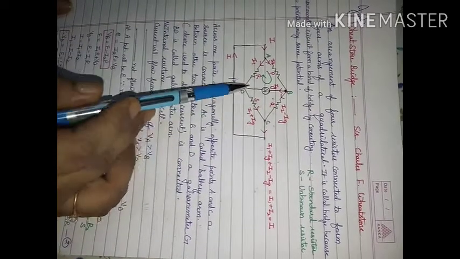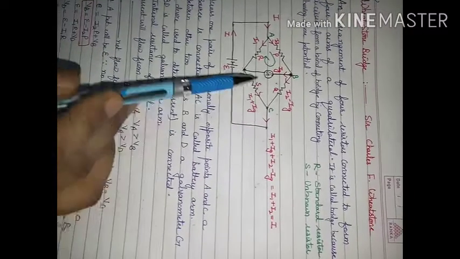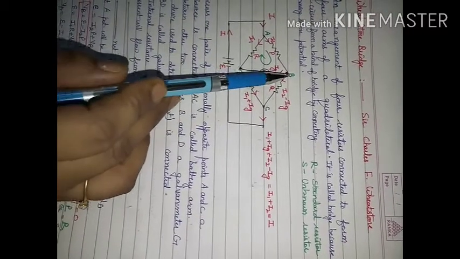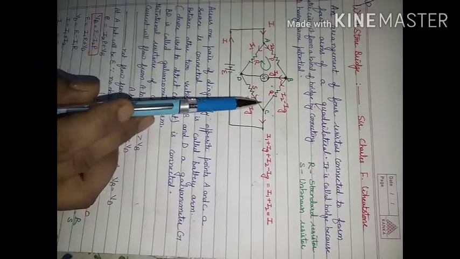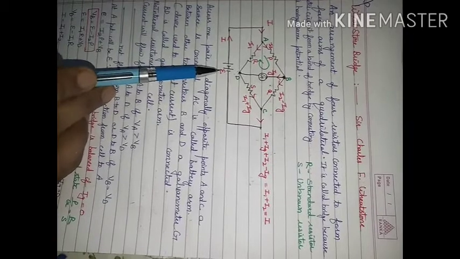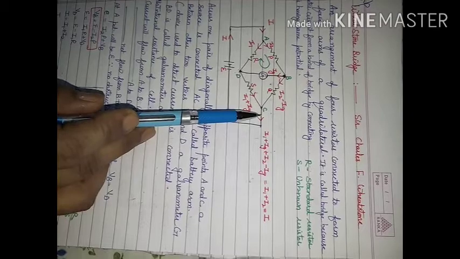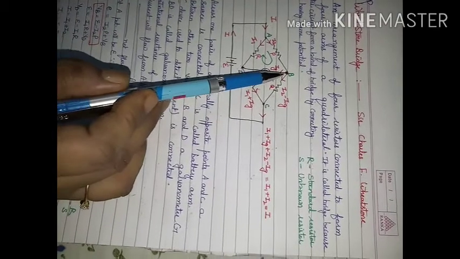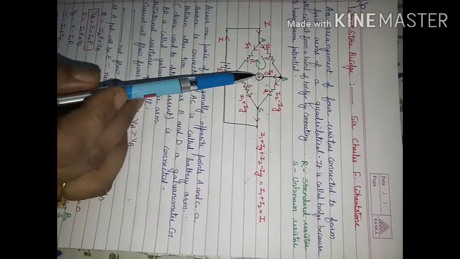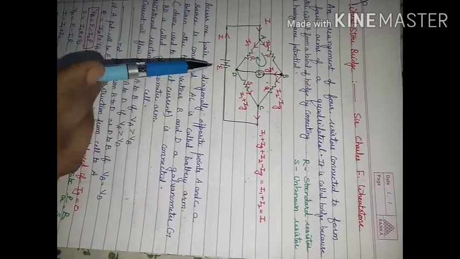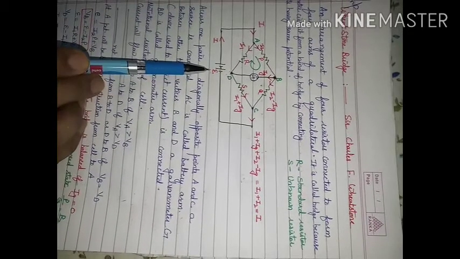When we are going to have this type of arrangement, now this quadrilateral will have two diagonals. One diagonal will be AC and one diagonal will be BD. Across one diagonal AC, we are going to have source E. So this AC is known as battery arm. And across another diagonal BD, we are going to have galvanometer. So this is known as galvanometer arm. Cell we have considered for simplicity that it is not going to have any internal resistance.